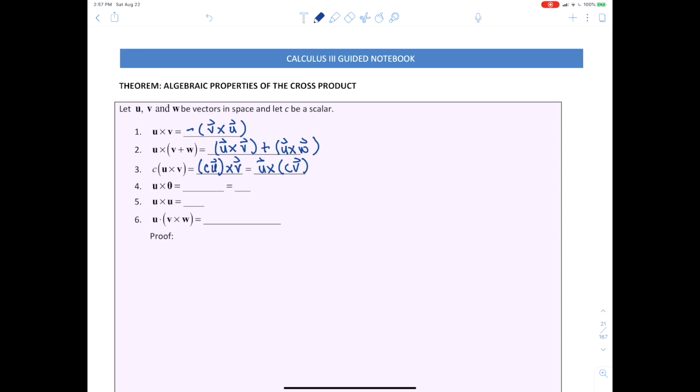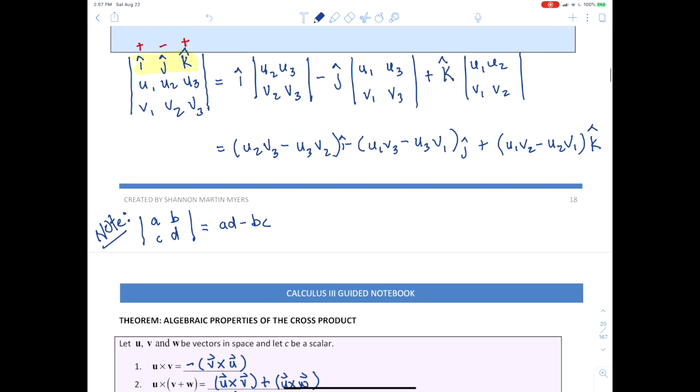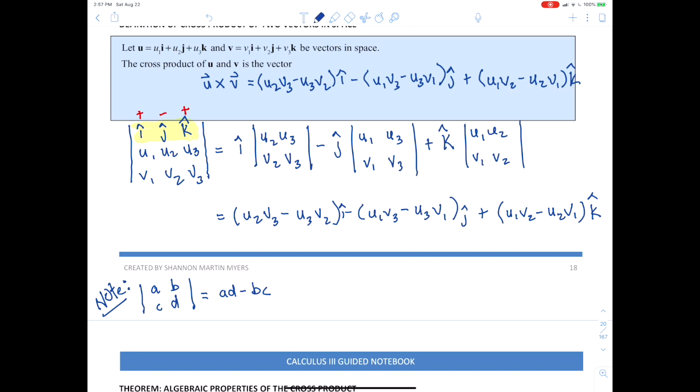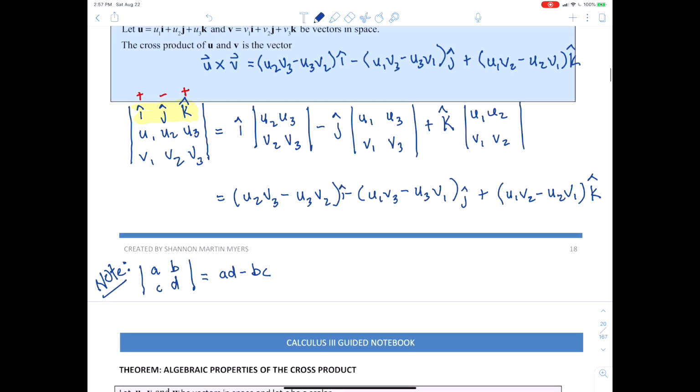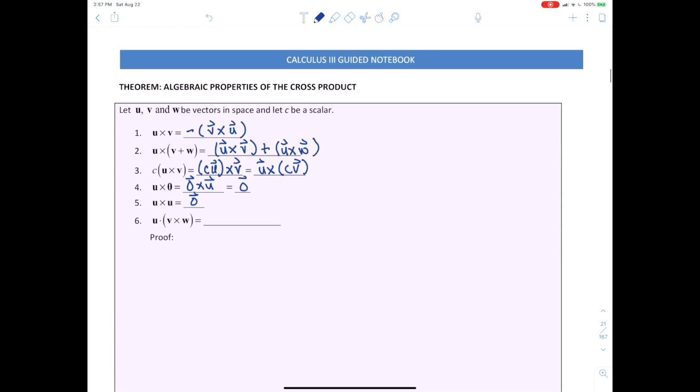The vector u cross the zero vector is equal to the zero vector cross u, which ends up being equal to the zero vector this time, not the scalar. U cross u is equal to the zero vector. And that's because, do you see in this formula, if you were doing u cross u, you'd be subtracting, you'd be getting zeros as coefficients. So that's why you get the zero vector.